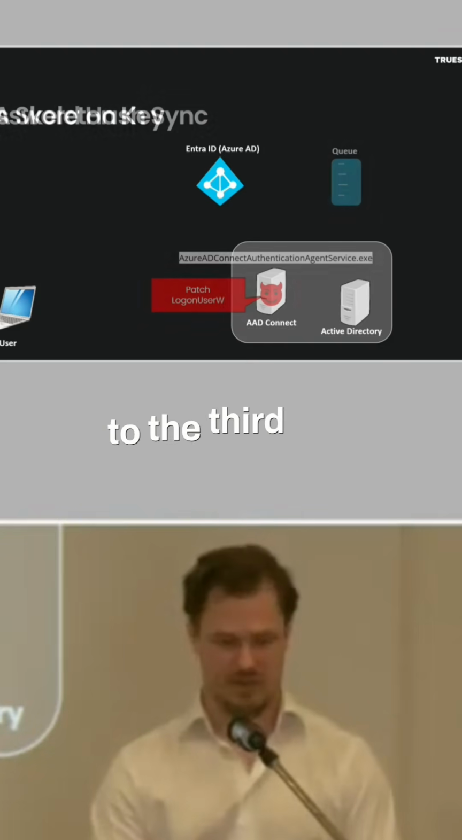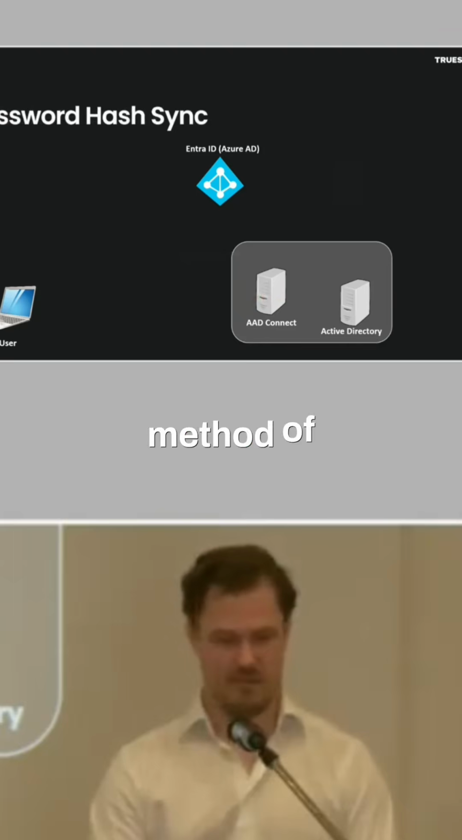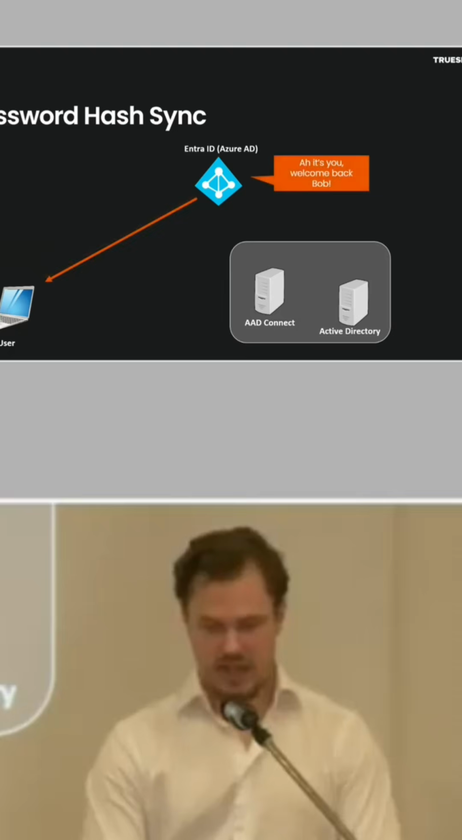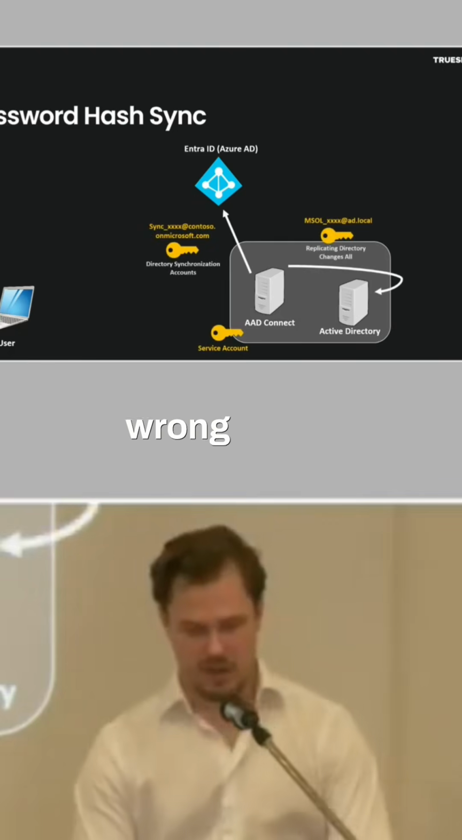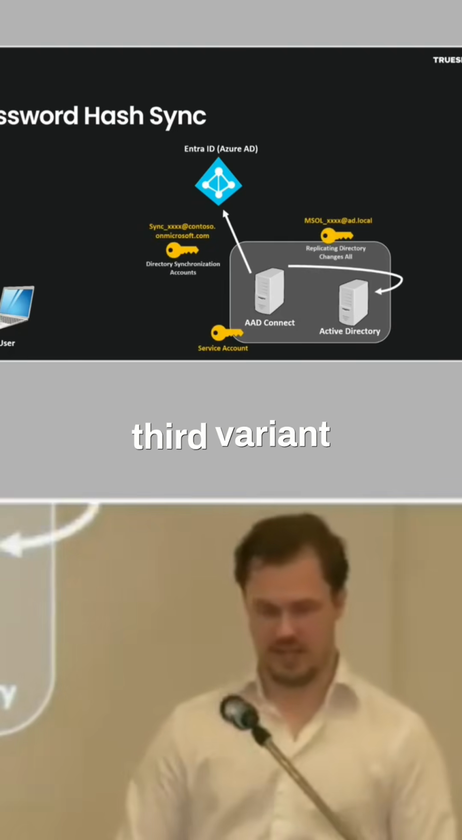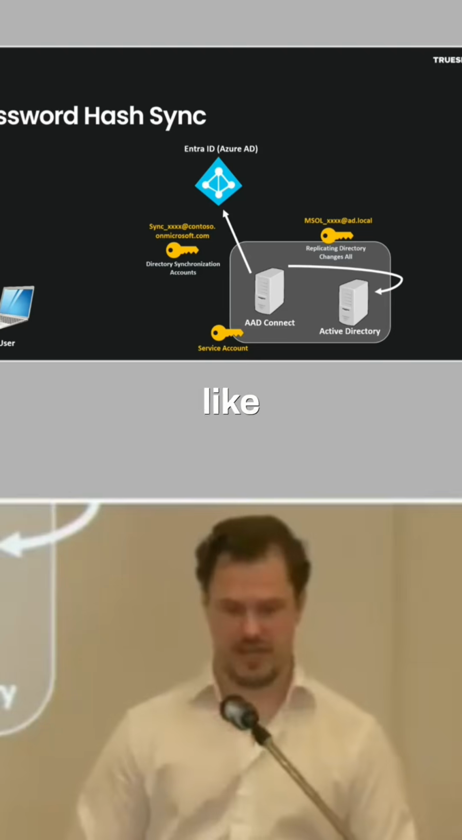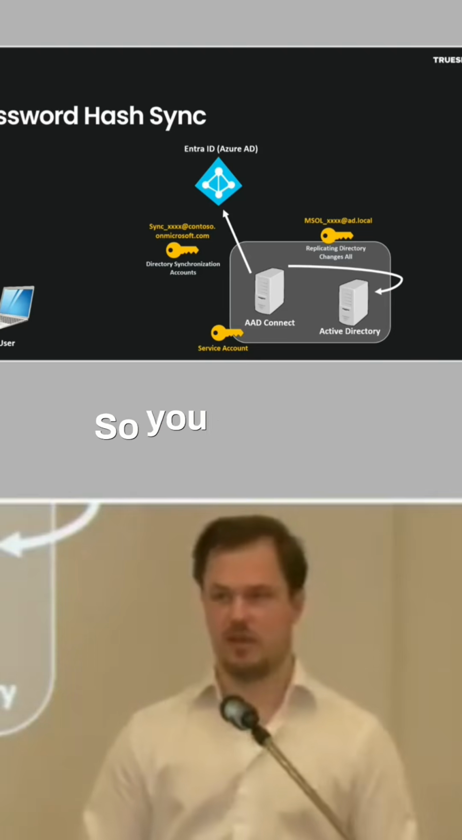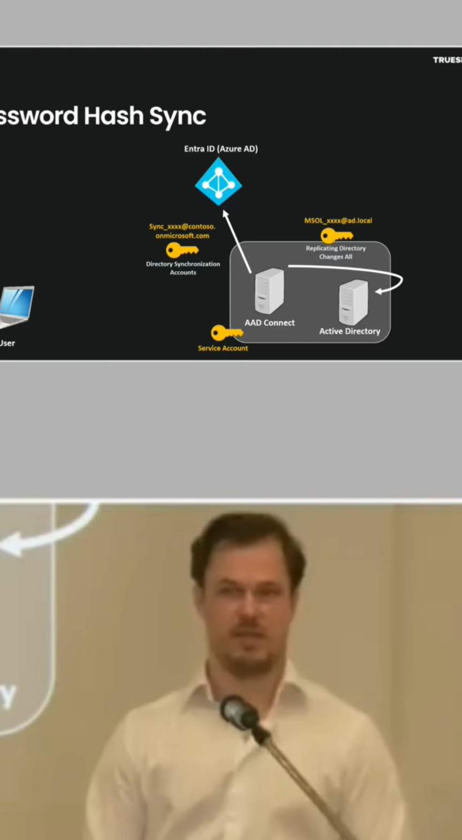So let's move on to the third and final method of hybrid cloud, which is password hash sync. So what could go wrong in this third variant? Well, to be able to do this, you need to have a few accounts and a few secrets, right? So you need one account which is able to do that DC sync.